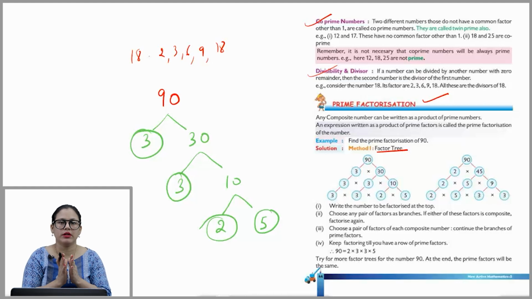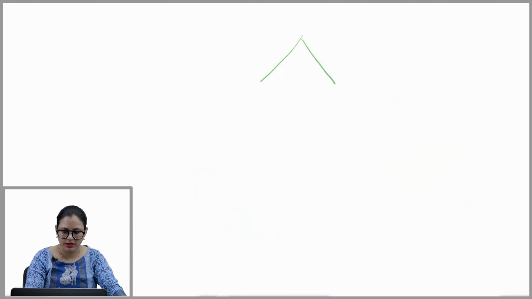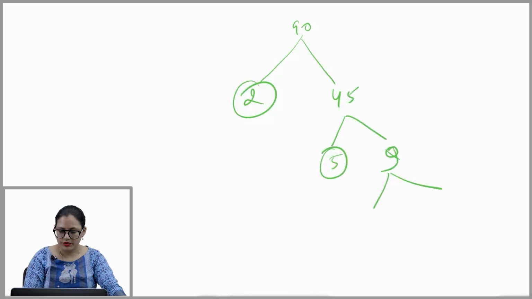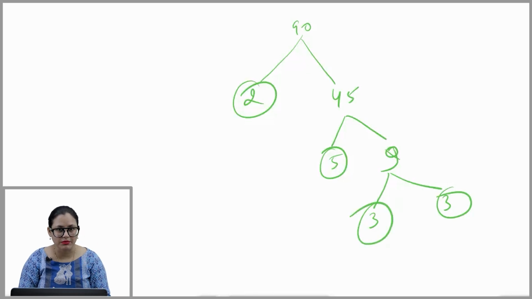Means you can write any table. Okay. Like 2 into 45 is also 90. Okay. 9 into 10 is also 90. Right. So let's check out this method. 90 to 45. Then here 5 into 9. 3 into 3. Factors will remain same. Okay.